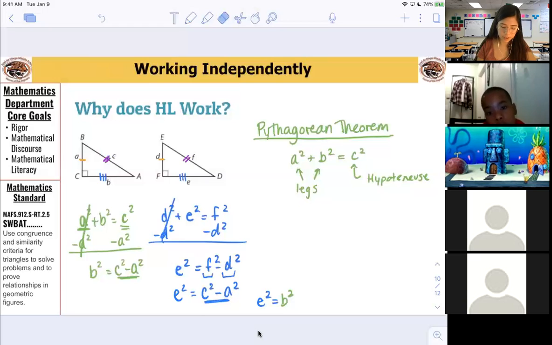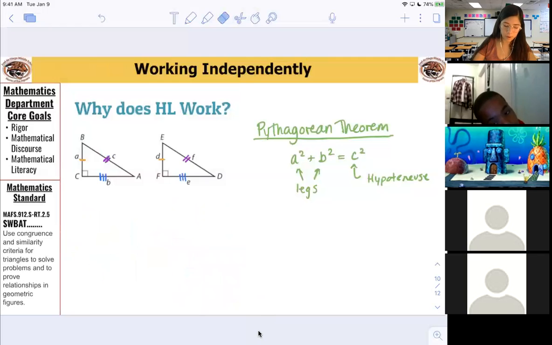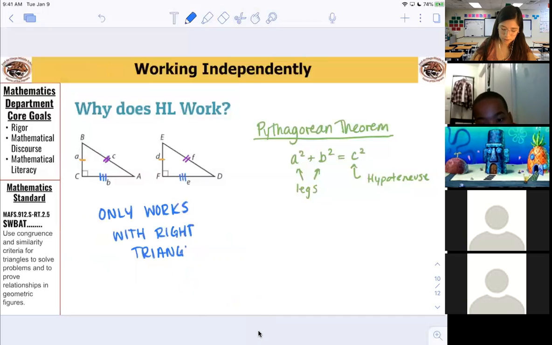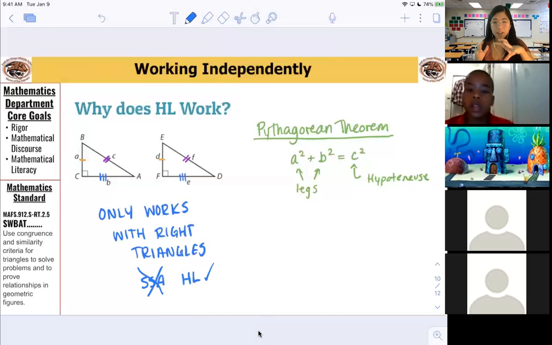So obviously, yes, I'm showing this using a lot of math and why it's true, but all you have to remember is that this only works on which type of triangle? Which type of triangle is this? Right triangle. Right triangle, good. This will only work with right triangles. Okay, so again, SSA is fake news, but HL does work. Even though HL is kind of the same thing as SSA, it's only in this case that it's going to work.